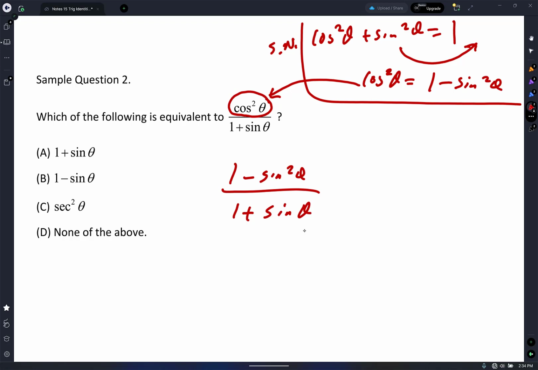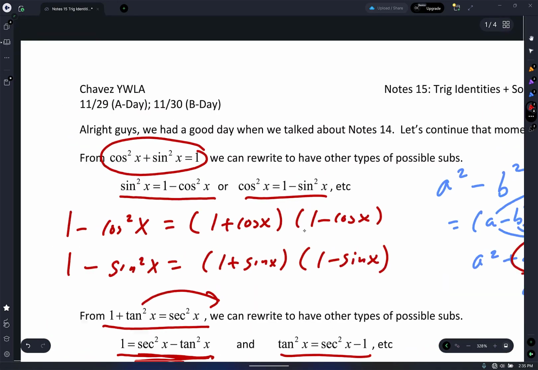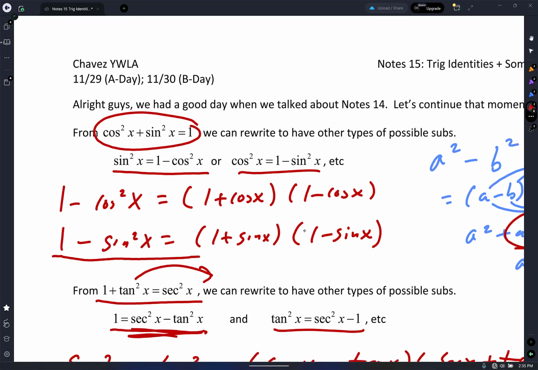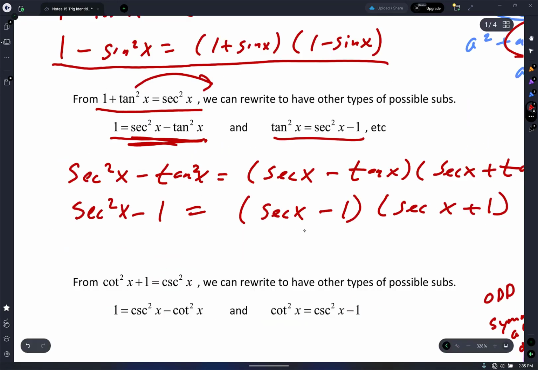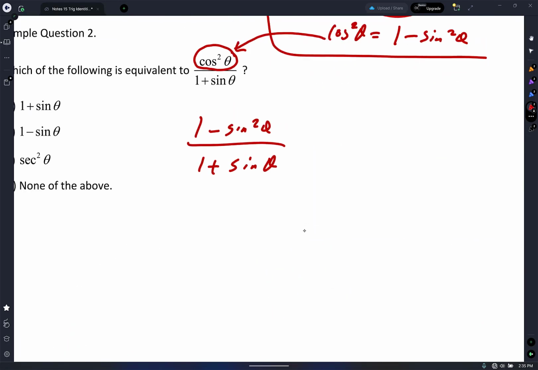Right. Here's your thought process. When you get to here, you're looking at it and you're like, I don't know what to do next. And then you remember, well, Chavez did say something about that's kind of like the difference of squares. Look, I have it right here, the second line. That's the difference of squares. And hopefully that rings a bell. And you're like, wait a minute, I see a factor of 1 plus sine in the bottom. OMG. And then you come in here and you write an equal sign and you're like, well, that's the difference of squares.